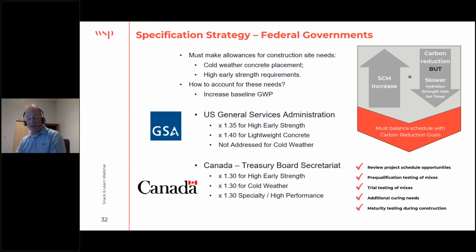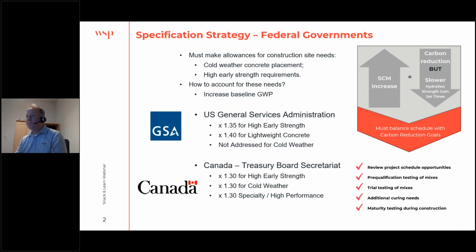The challenge is there's no arbiter who decides what really is necessary for higher early strength, or what really defines what is cold weather and when the relaxation should be allowed. So there's a little bit of work to be done. It's a great start, it's a good framework, but it could be tightened up in future revisions.